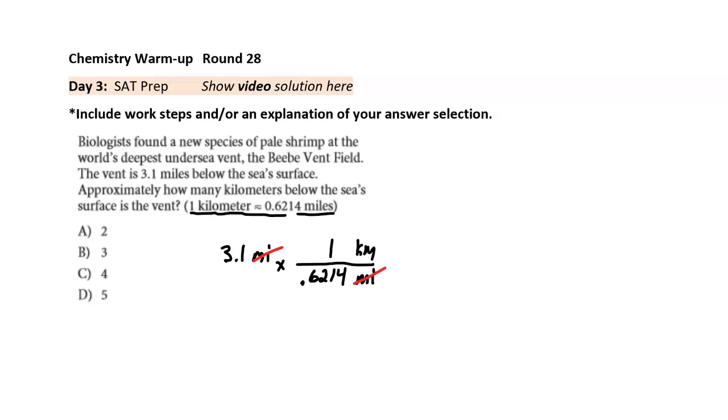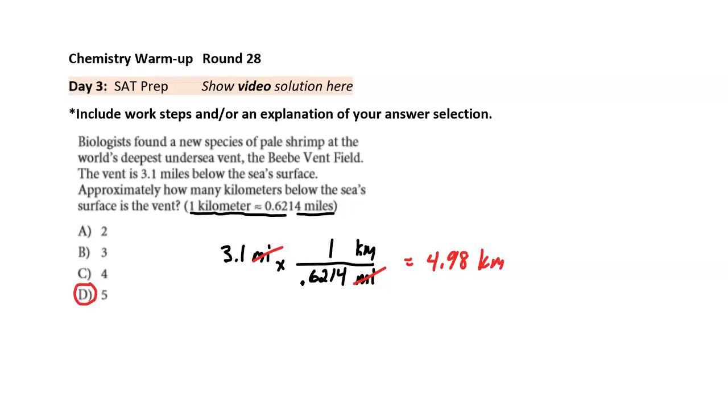km remains. You can see that on a calculator, you would go 3.1 and then divide by 0.6214. The result is 4.98 kilometers. So we can see that the answer is choice D.